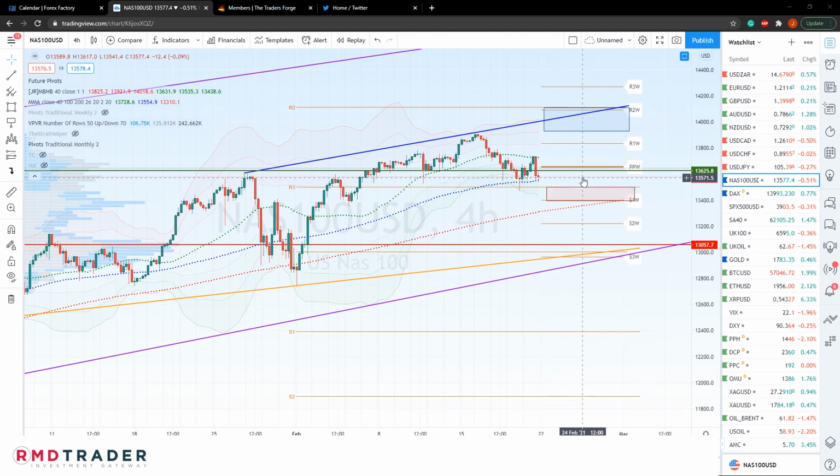Of course, should price continue upwards and break back above our weekly pivot and 50 SMA, possible next bullish targets would include that area between 13,950, which is last week's high, and our area of our monthly R2 coinciding with that upper diagonal at 14,100.